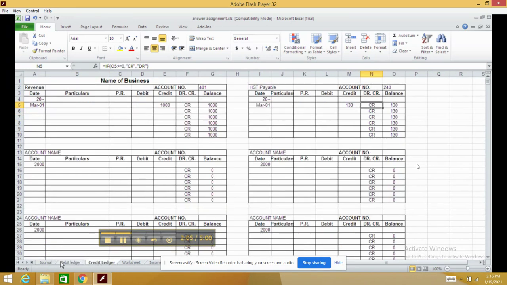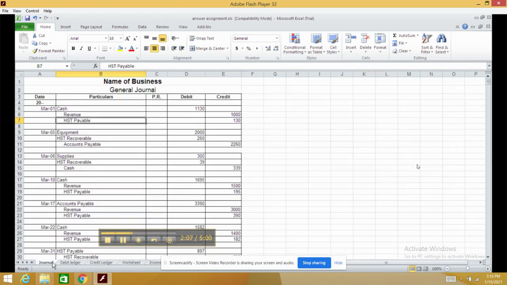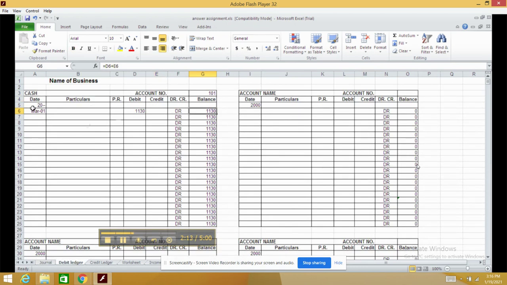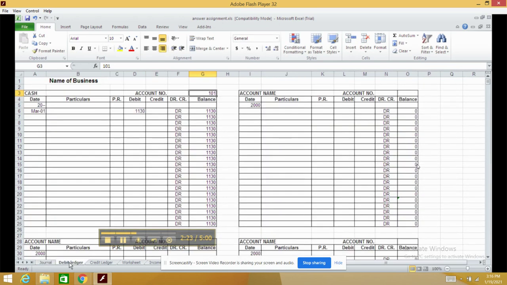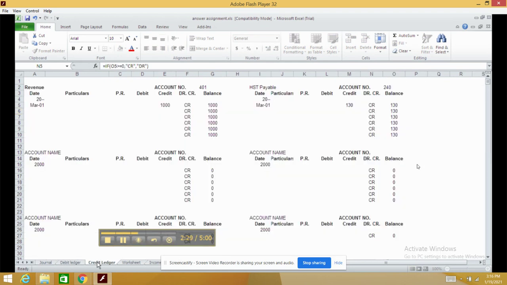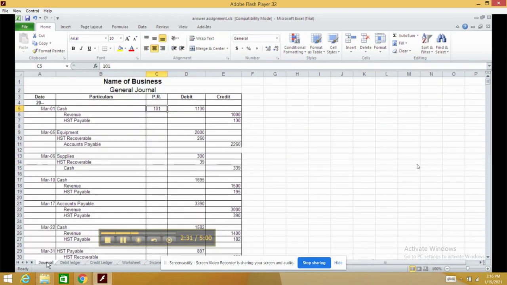Now our work here is not quite done yet. We need to make sure we fill in the PR or post reference column. After we've done the cash posting, it has a number of 101. We're going to put that here, the account number 101. And in the debit ledger, we're going to choose J1, which stands for General Journal Page 1. We'll do the exact same thing here.